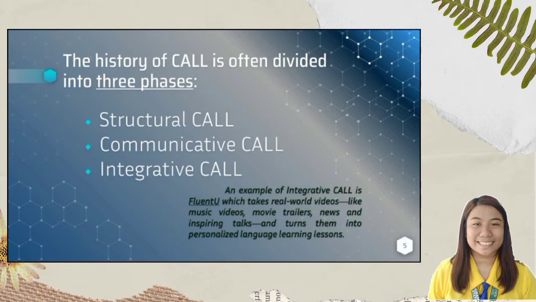The second one is the communicative CALL. In the 80s and 90s came communicative CALL. The communicative approach to language teaching came into being as a reaction to the grammar translation and audiolingual methods. This time, instead of teaching the language, its rules, syntax, phonemes, and morphemes, teachers found ways to provide opportunities for students to actually use the language. They gave students tasks that can only be completed by using language. Communication and interaction were important.